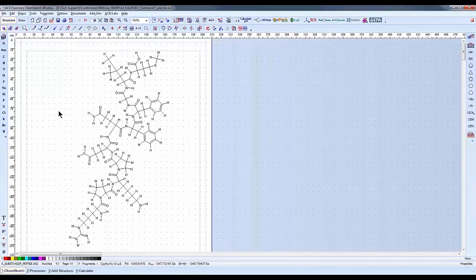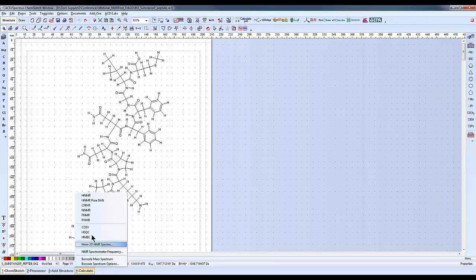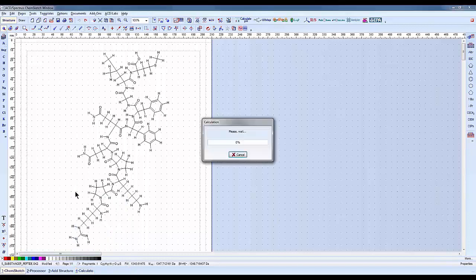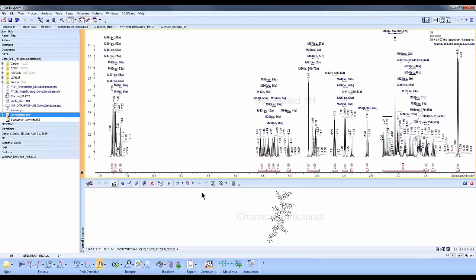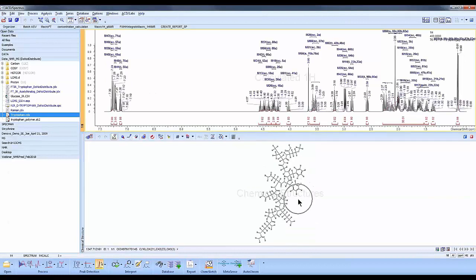And here we have a peptide that was drawn by my colleague Dimitris, and we can predict the NMR for peptides. So I'm going to go to calculate down at the bottom, and let's do a proton NMR. This is searching our internal library to do the proton. You'll calculate the couplings. And so it's very complicated. And you'll see our peptide known as substance P.